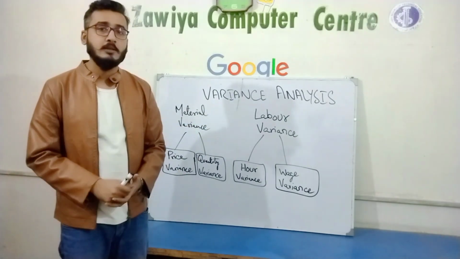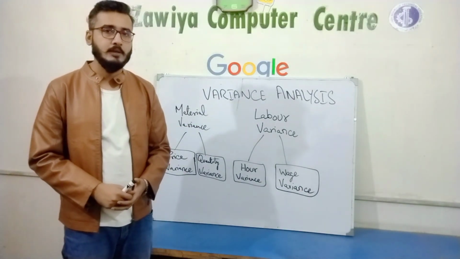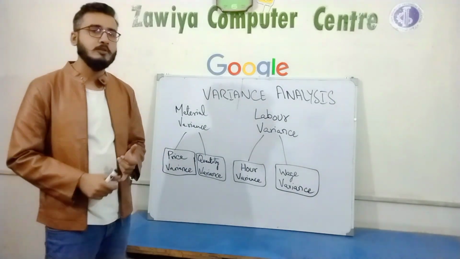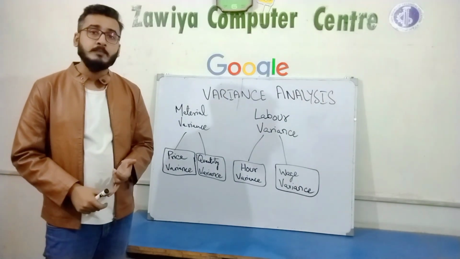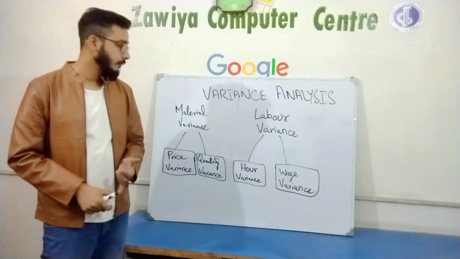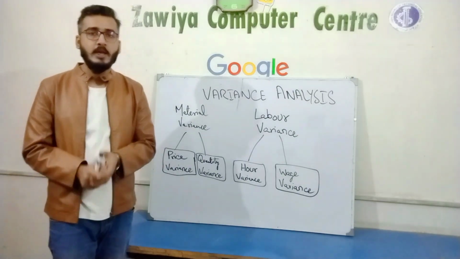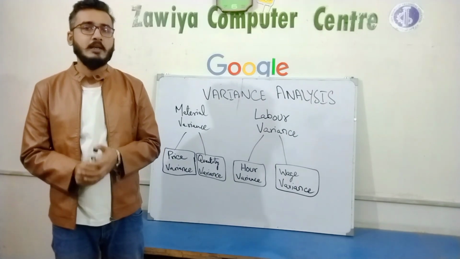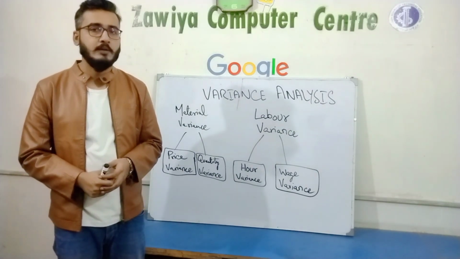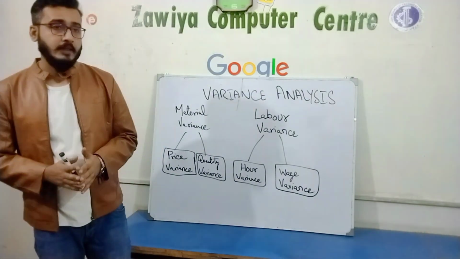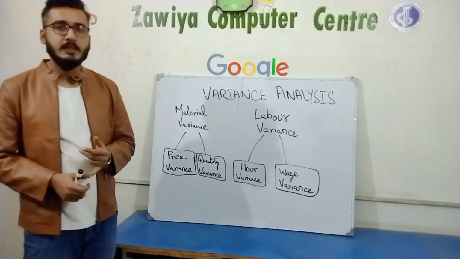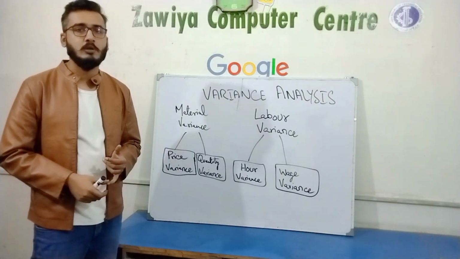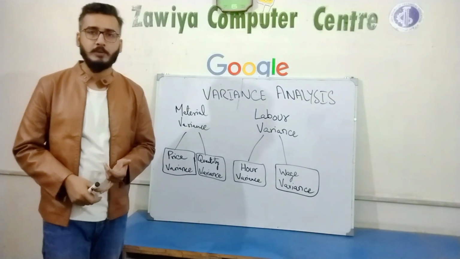Then in labor variance we have hour variance and wage variance. In hour variance we come to know how many standard hours are required to produce a specific product and how many are actually applied. And then wage variance, that is how much wage is actually paid to the laborers and how much is the standard wage to produce a specified product. So in this way we come to know whether it was in favor of the company or unfavorable for the company, either material or labor.